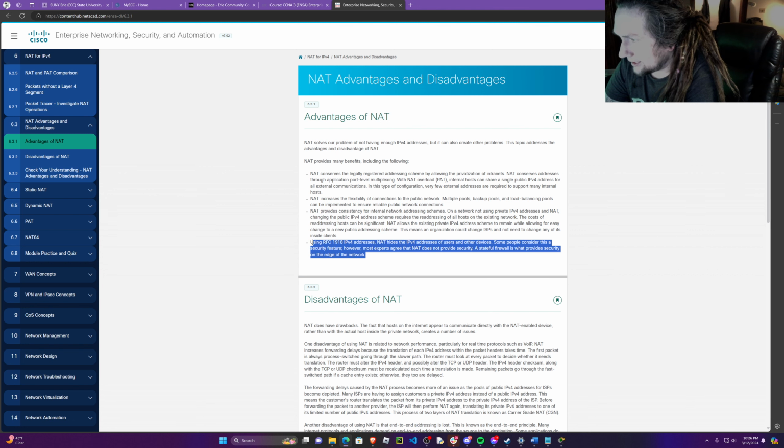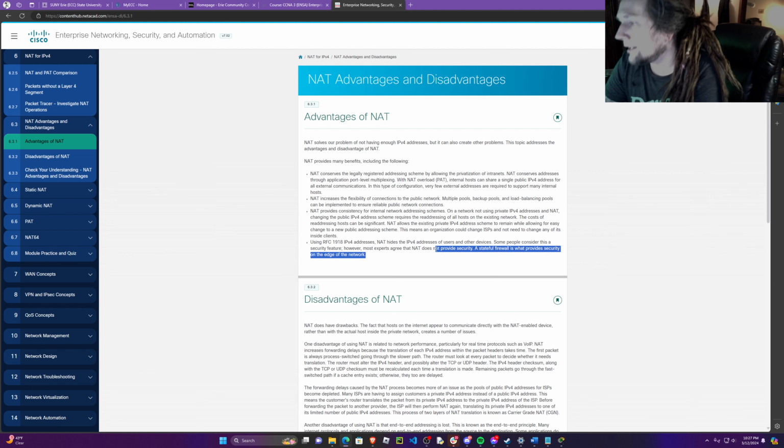Using RFC 1918 IPv4 addresses, NAT hides the IPv4 addresses of users and other devices. Some people consider this a security feature, however most experts agree that NAT does not provide security. A stateful firewall is what provides security on the edge of a network.